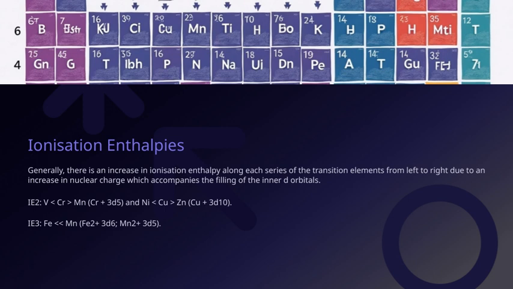So, in summary, the key point here is that ionization enthalpy increases across a series of transition elements from left to right, mainly due to the increasing nuclear charge and the way electrons are arranged in the d orbitals. This trend is fundamental to understanding the chemical reactivity and properties of these elements.